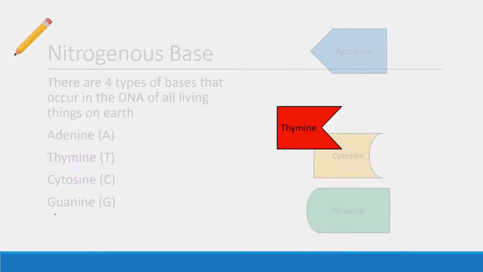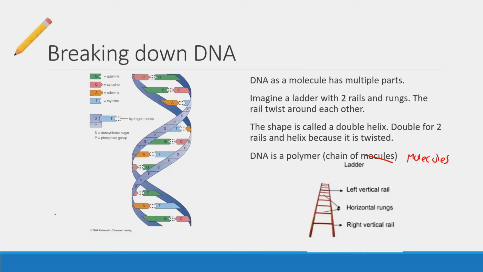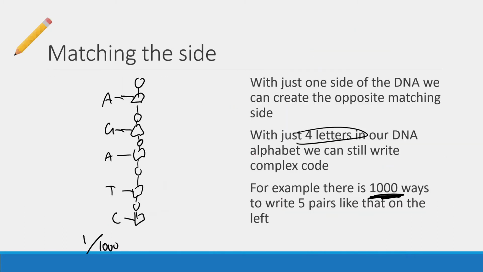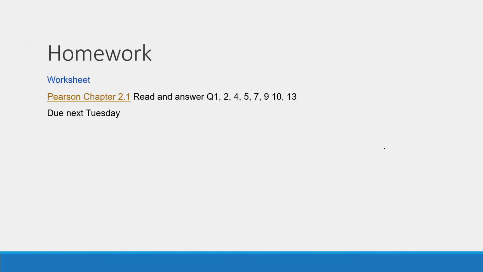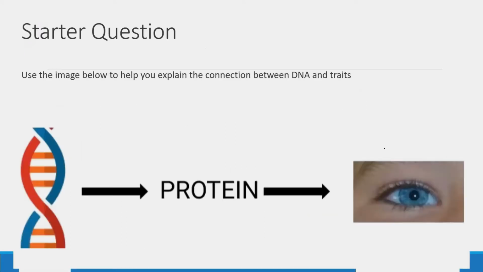I thought I added the polymer section to this somewhere, but oh, there it is. DNA is a polymer, a chain of molecules. Beautiful. Now, what are we talking about today? Well, today we're going to talk about mutations. So what is a mutation and how does it work?